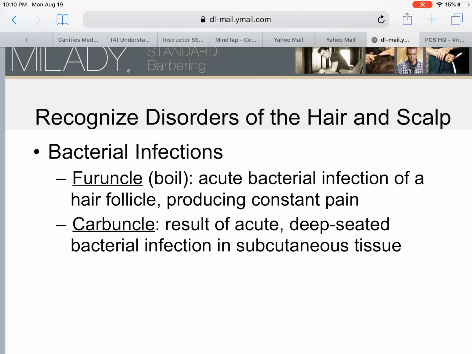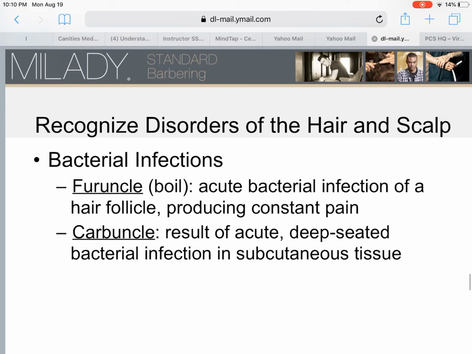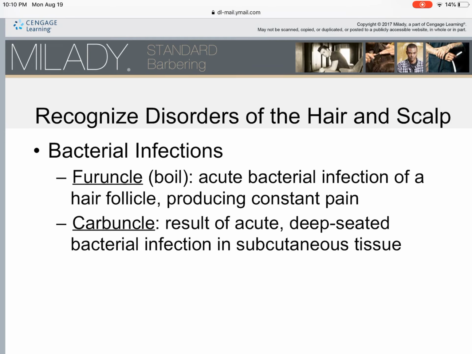Today's lecture, this is lecture 2 of the disorders of the hair and the scalp. This is a level 1 course. We're going to talk about furuncles and carbuncles, and we're going to continue our disorders.